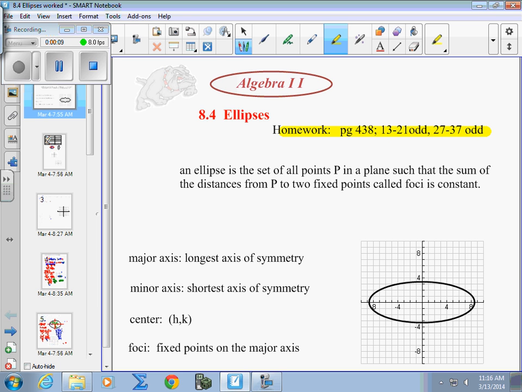Page 438, 13 through 21 odd, and then 27 through 37 odd.